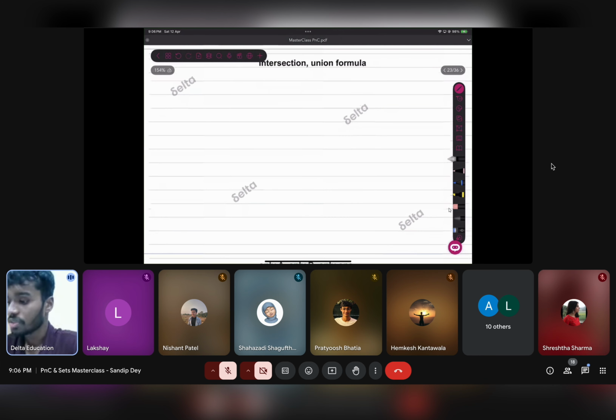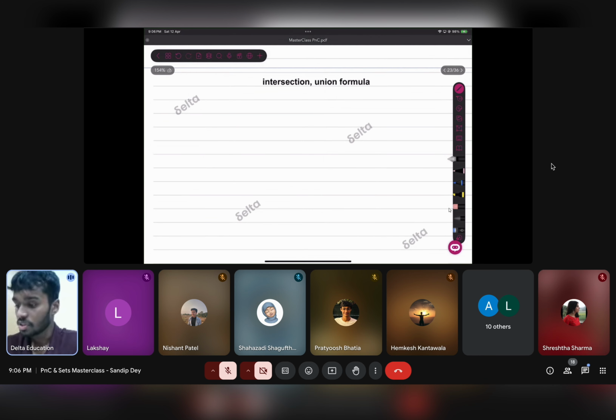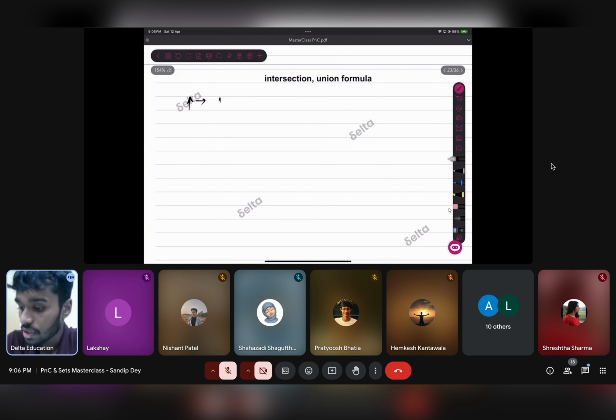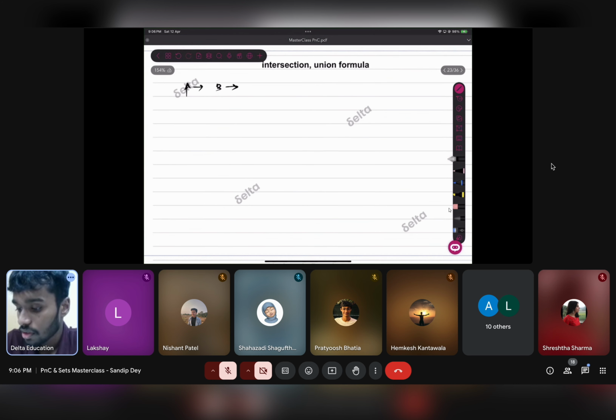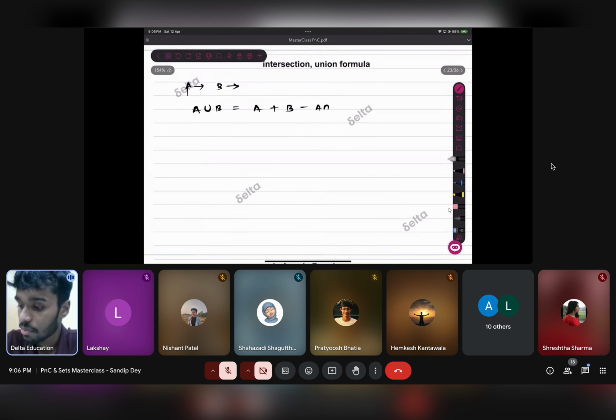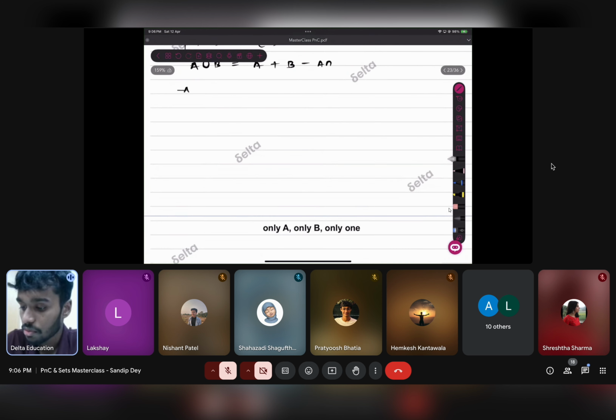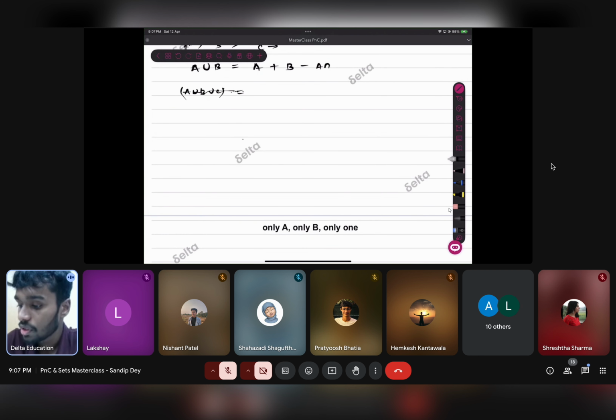Okay, so now let's come back to intersection union formula. You may have known, but I'm going to explain it again. If there is a set A and a set B, then the formula for A union B is A plus B minus A intersection B. And again, if I have three sets A, B, and C, then A union B union C equals A plus B plus C minus A intersection B minus B intersection C minus A intersection C plus A intersection B intersection C.